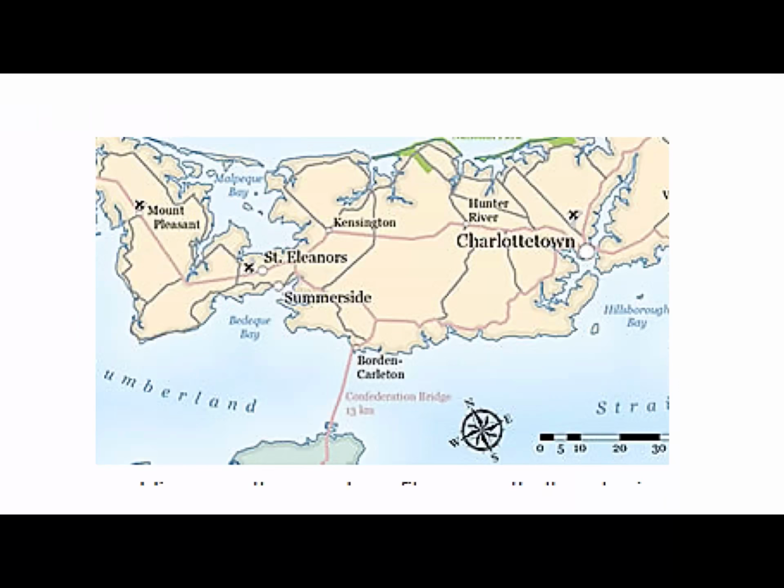Now, there's no point in learning if you don't know how it's applied. So this is a map. Let's apply bearings here. Do you notice the compass direction at the bottom there? Where is the north? Somewhere here. My question is, what is the bearing of Mount Pleasant from St. Eleanor's? Step by step. What is the object that is looking? The Mount Pleasant or St. Eleanor's?